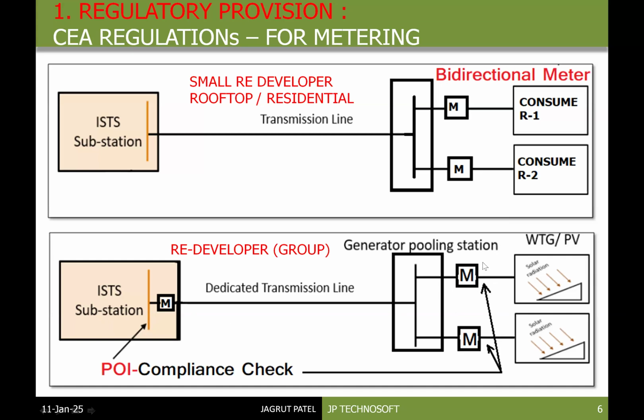suppose RE1 is developing X units and RE2 is developing Y units. Whatever net units are available at the grid substation, only those units will be utilized for tariff distribution. Whatever benefits there are based on the tariff will be utilized for that. So these losses will be borne by the RE developers. Not only the losses, even the PQ parameters have to be handled by these RE developers.